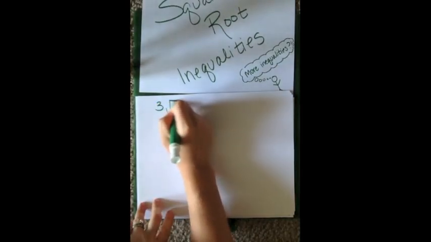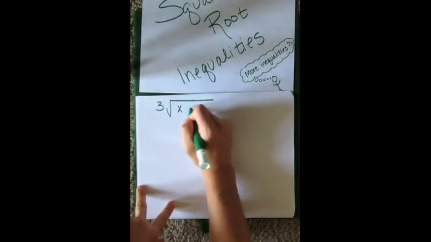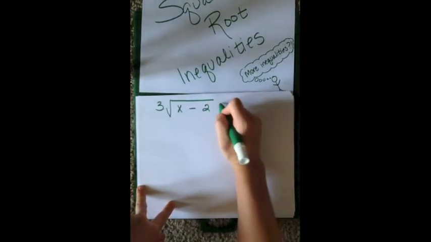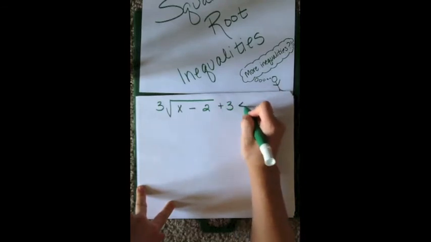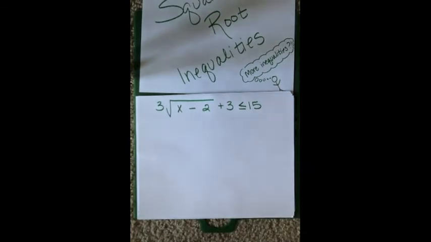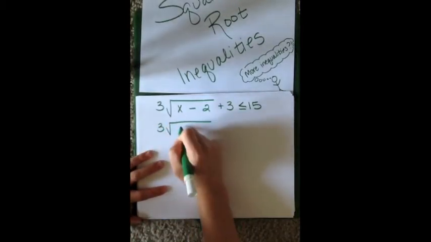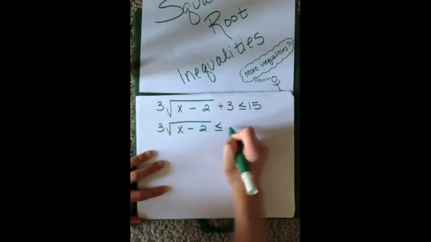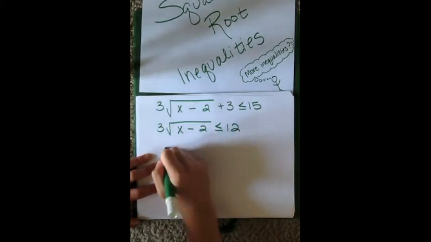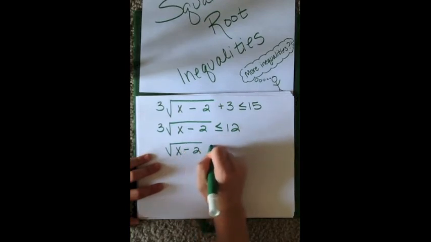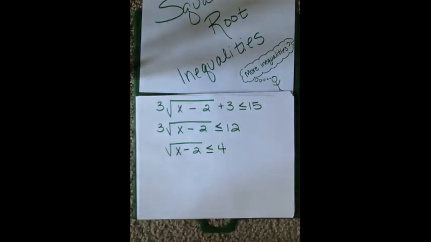Let's look at 3 times the square root of x minus 2, plus 3, is less than or equal to 15. So again, I'm going to isolate my square root. So 3 times square root of x minus 2 is less than or equal to 12. Divide both sides by 3. So I know that the square root of x minus 2 has to be less than or equal to 4.